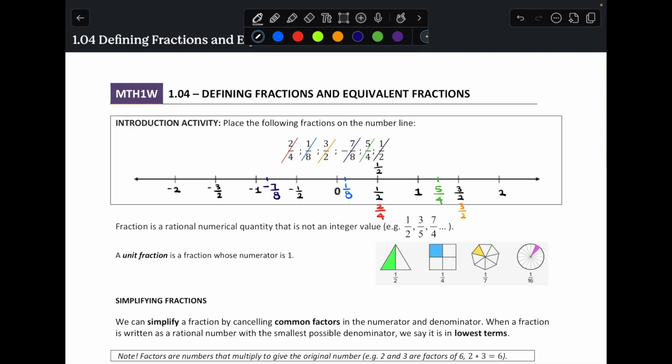Here on the right, there are some diagrams that represent fractions. For the first picture, we see there's a triangle that is split in half, and half of the triangle is shaded. And so we'd say that the shaded area is 1 out of 2, or 1/2 of the triangle.